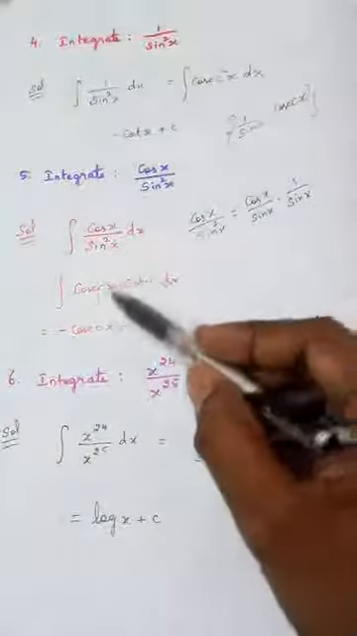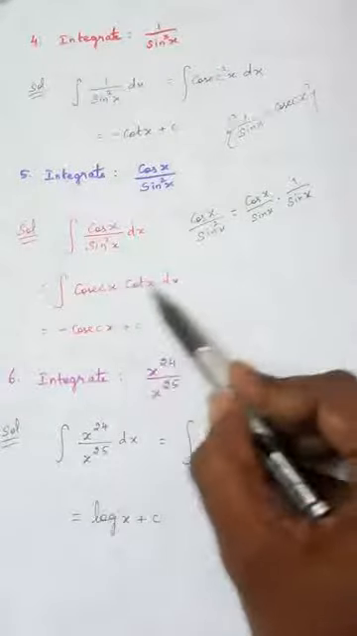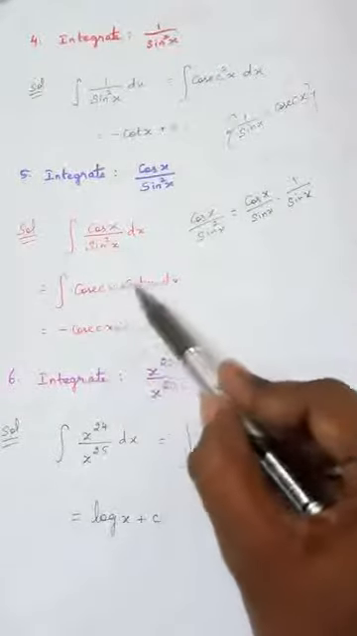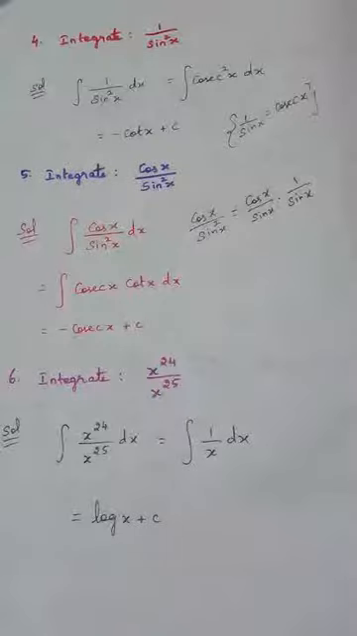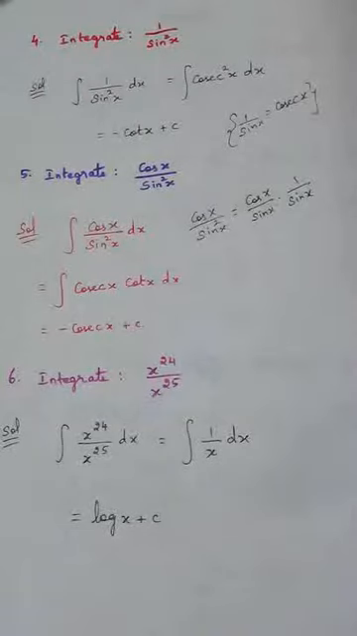And again we have a direct integration formula for this function. Integral cosecant x cot x dx, answer is minus cosecant x plus c. That is why I told you first be thorough with the basic formulas, then see the problems. Otherwise you will be in confusion.